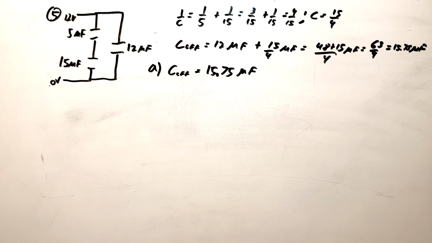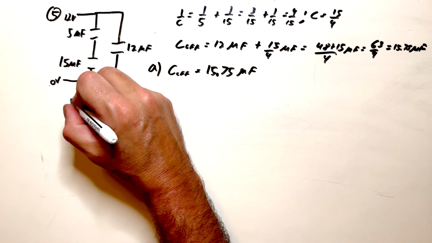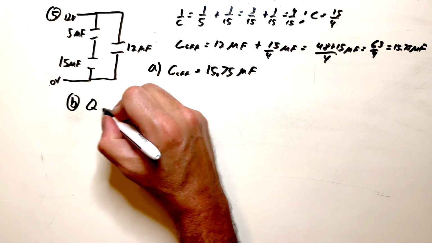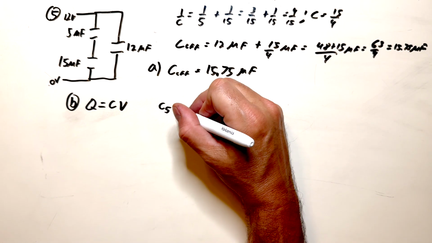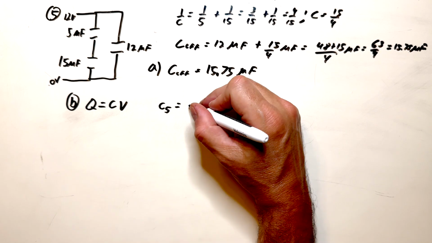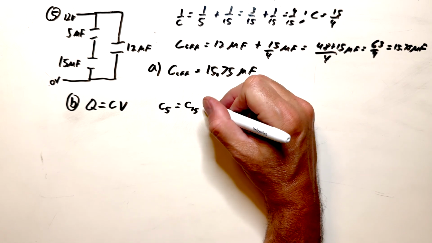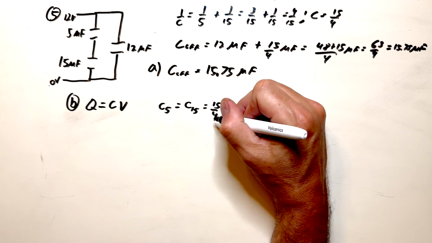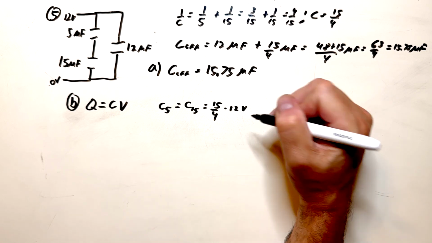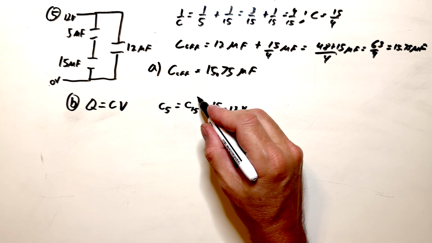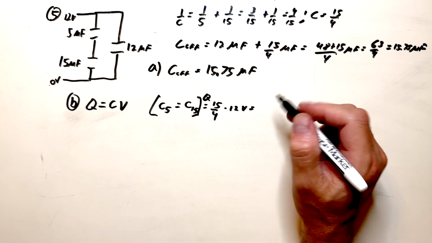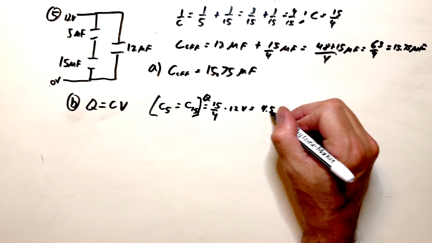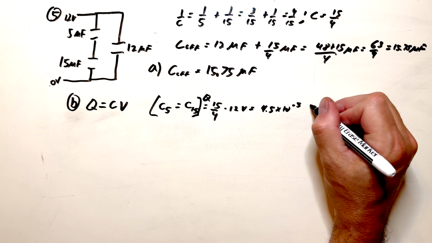Part B asked us how much charge is stored on each capacitor. Okay, so B, how much charge is on each capacitor? Well, the relationship between charge and capacitance is given by this. So let's write down that the C5 and C15 will have the same charge on them. And so that's going to be 15 over 4 times 12 volts. I kind of botched that up. Q is equal to 15 over 4 times 12 volts, which equals 4.5 times 10 to the minus 5 coulombs.